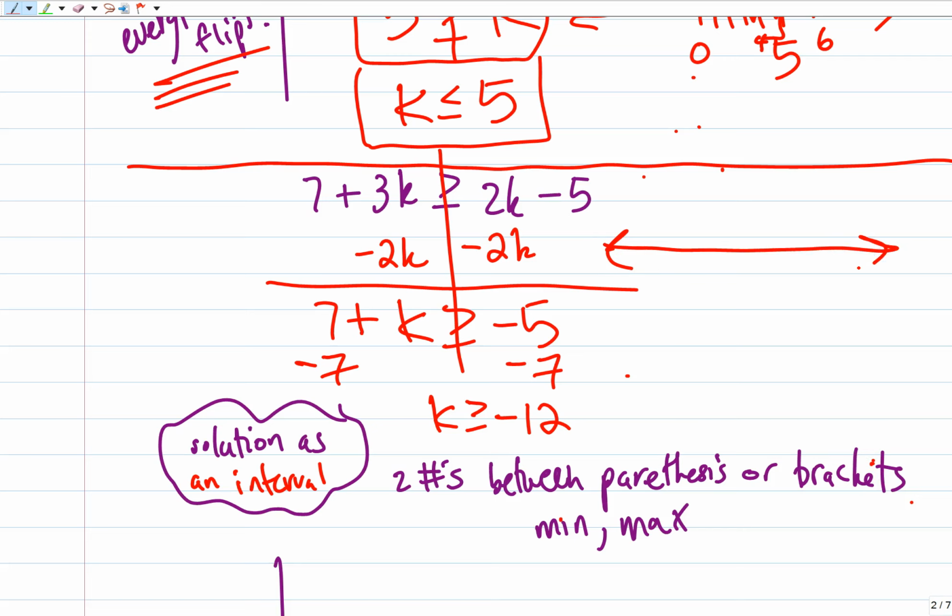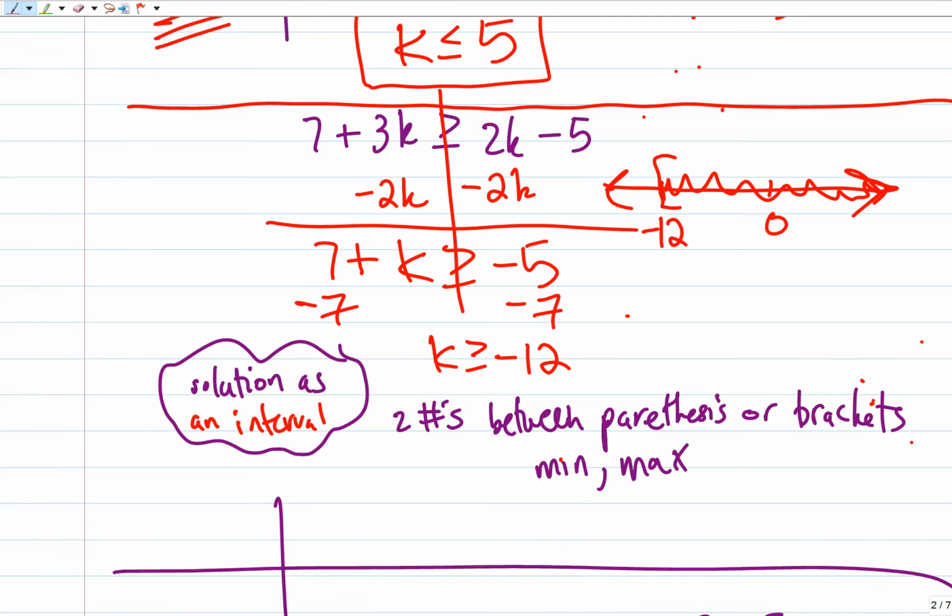So what does this mean? I'm going to put a point on negative 12. I'm not going to count out 12, I'm just going to say somewhere to the left here is -12. Greater than means I'm going to shade to the right, because greater numbers are to the right. With what symbol? Equal to has what symbol? A bracket. So what is our interval?